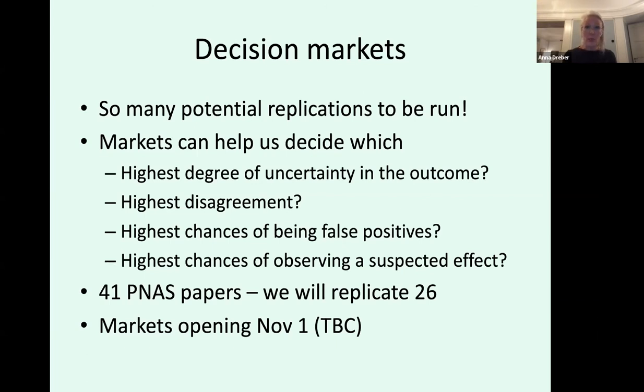So we can use a decision rule where we are the most interested in replications of studies where markets have prices closest to 50, because the information value would be the highest from replicating those studies. Or we can go for studies that are the most likely to be false positive results according to the markets, or something else. So this is very much work in progress, but the markets are hopefully opening on November 1st.